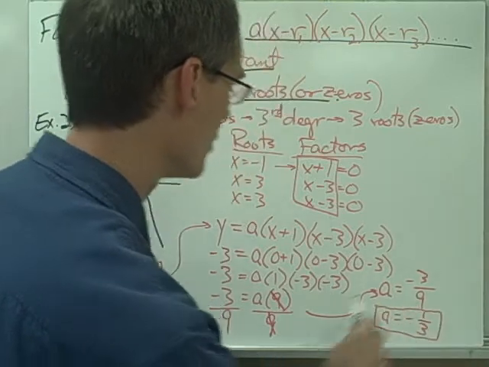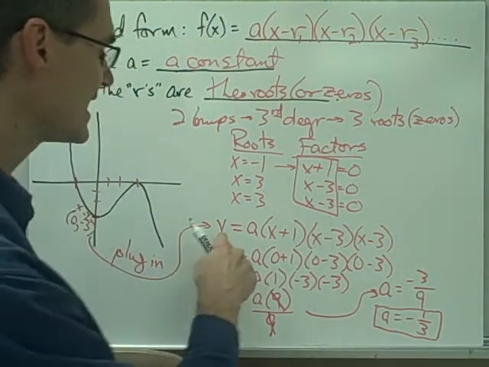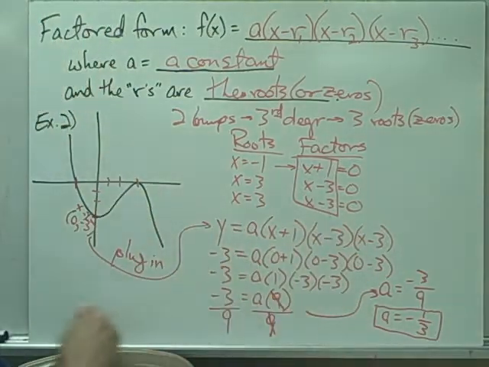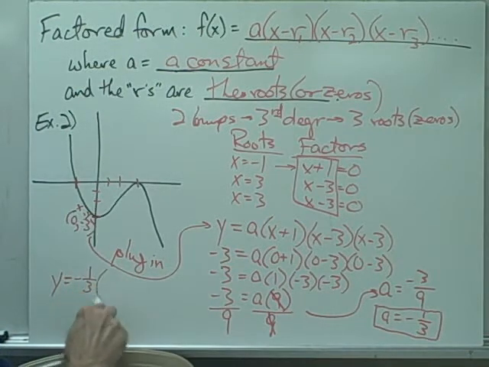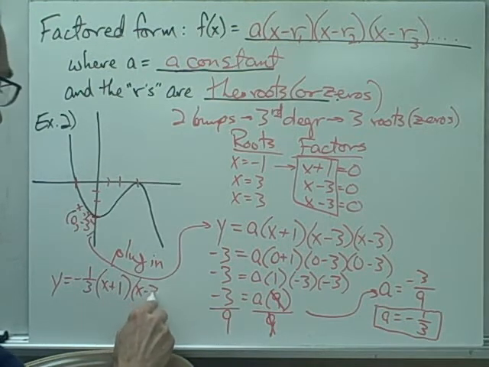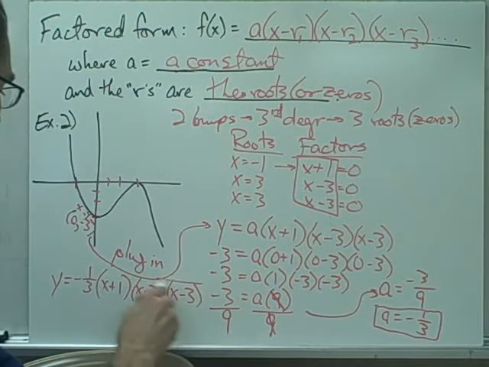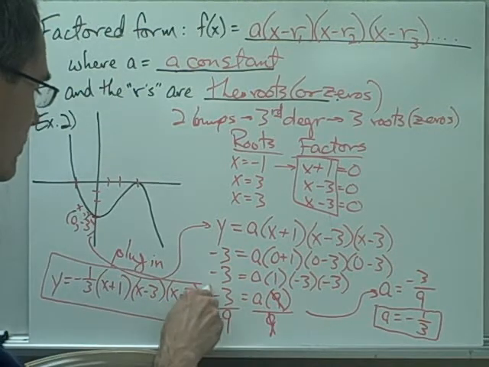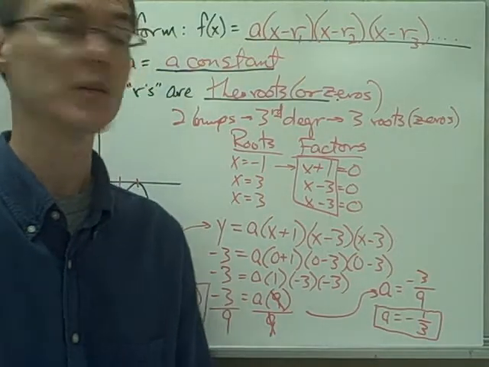Well, now I know what my value for a is, and now I can write down my complete formula for this graph. Let me write it over here. Y equals a, which is -1/3, times each one of my factors: x plus 1 times x minus 3 times x minus 3. And now I have the complete formula for this graph of a polynomial function.